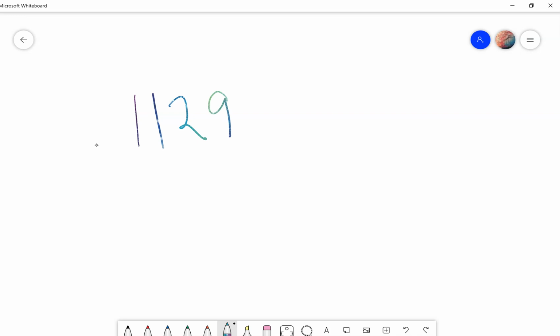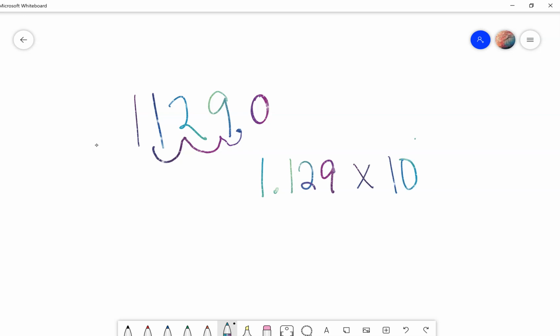We can rewrite this in scientific notation form, which is that number times 10 to the whatever power. We're going over 1, 2, 3 places. Imagine that this is 0.0. We're moving that decimal 1, 2, 3 places. So this becomes 1.129 times 10 to the third.